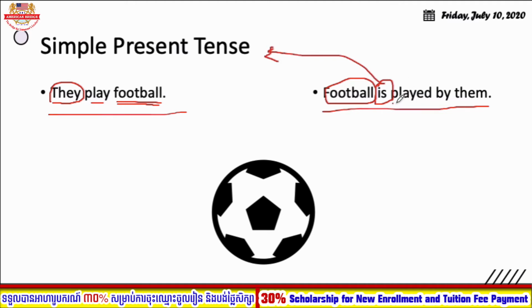And then the main verb, we need to change it into the past participle. And you can include the word by. And in this case, the preposition by them is not necessary. Okay? So here is the way that you can change the active sentence in simple present tense to the passive form of the simple present tense.